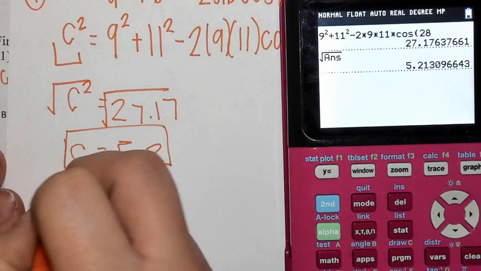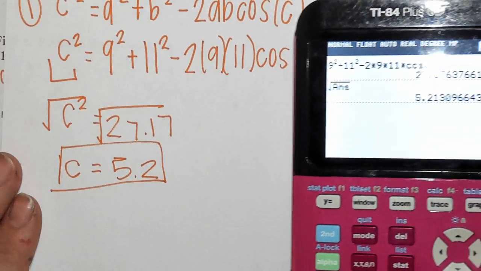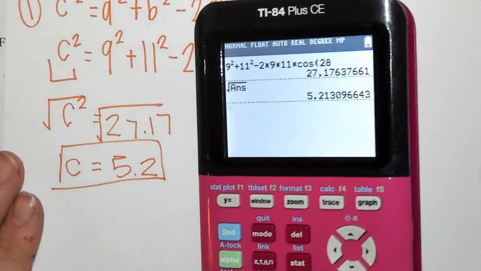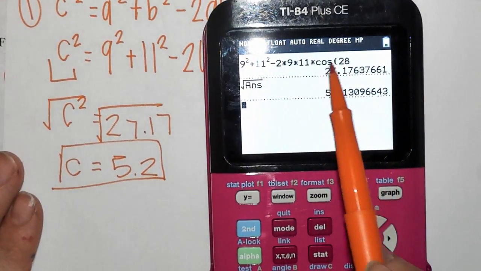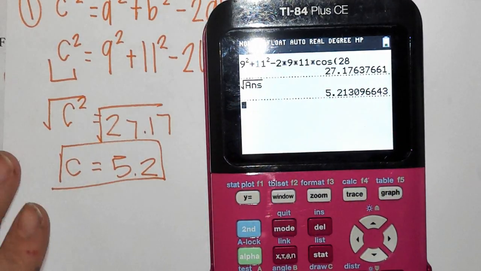Yes, Blake? Aren't you supposed to round to 27? I mean, it's not going to make that big of a difference. In my calculator, I never rounded because I plugged in the answer.